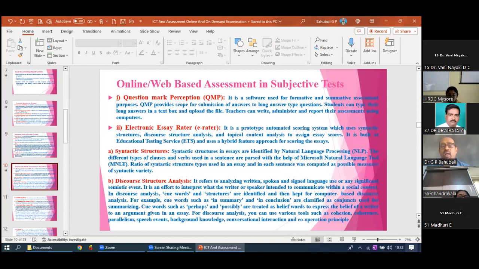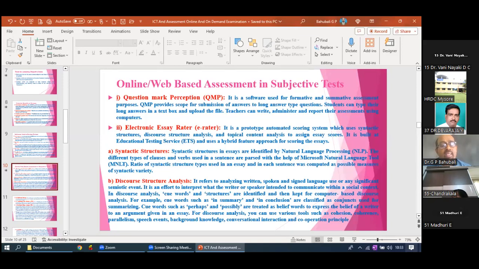The next one is online web-based assessment in subjective tests. Most of you have the concept that online assessment is purely meant for objective types of tests. That is a wrong concept; it can also be used for subjective types of tests. Some of the software available for subjective tests is Question Mark Perception, QMP, and the electronic essay rater. E-rater can also be used for subjective tests.